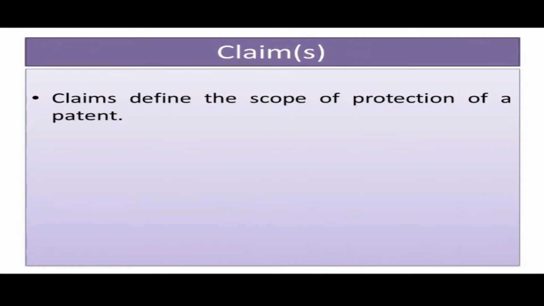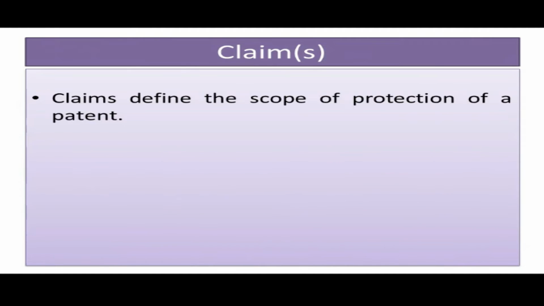So we need to have some more ideas about claims. I'm going to describe that. As I said, claims define the scope of protection of a patent. Claims define the scope of protection of a patent. Reading all the 5 or 7 or 10 or 25 claims, you get to understand what is the width and length of the patent.